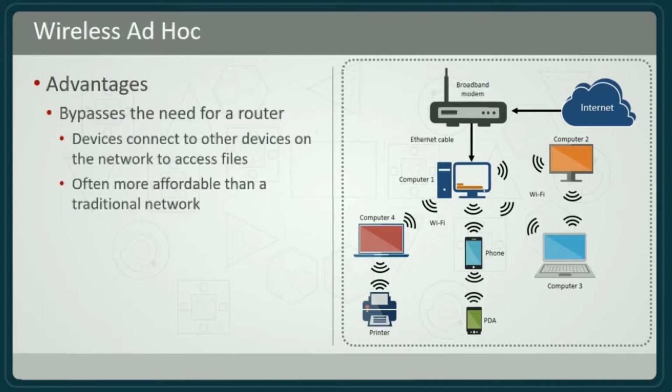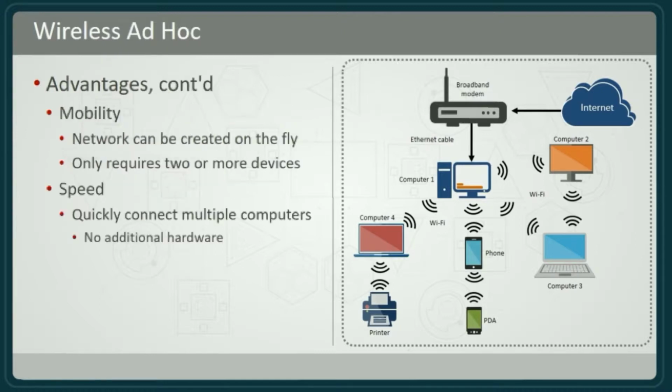So the devices connect to the other devices on the network to access and share files. And of course, this is much more affordable than a traditional network. We really don't need any hardware other than the broadband modem itself, and again, a connection to the internet. So if desired, every other device can connect wirelessly, and you don't need any additional hardware. So it's very fast, very simple, very easy to set up.